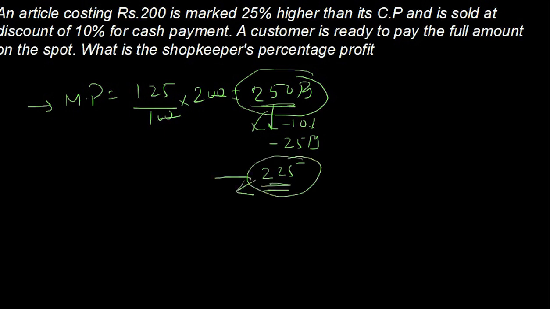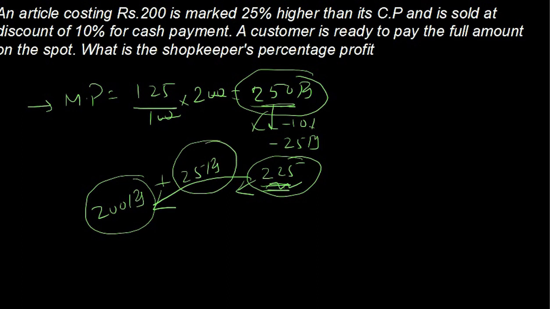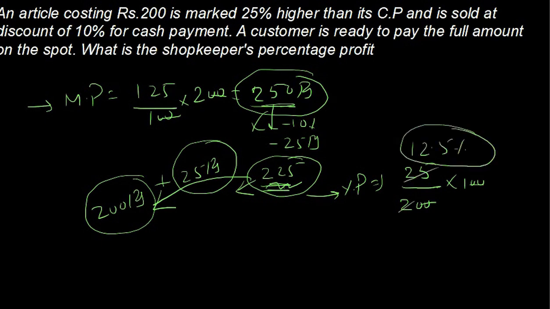But still, what was the cost price? The cost price was 200 rupees, and now he is selling at 225 rupees, so he is gaining 25 rupees profit. Percentage profit we can calculate by profit divided by cost price into 100. So 12.5% is going to be your profit percent. Actually what they asked is the percentage profit, so he is still gaining 12.5% profit.